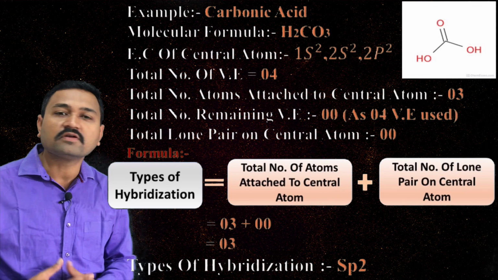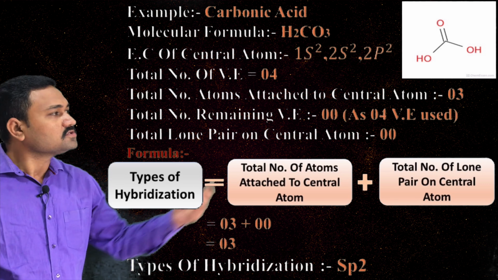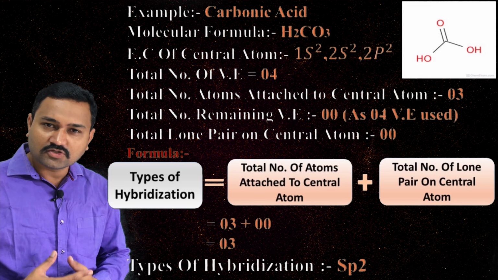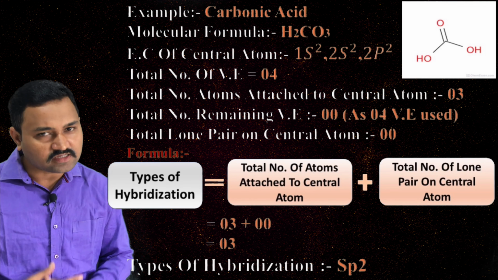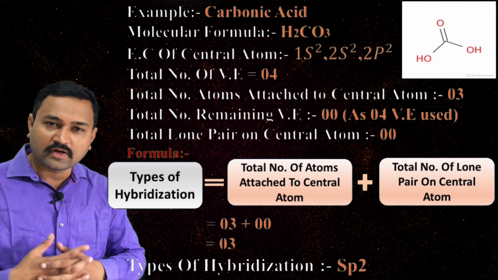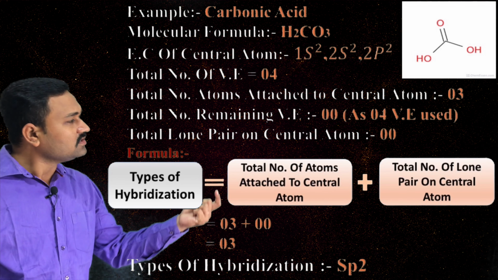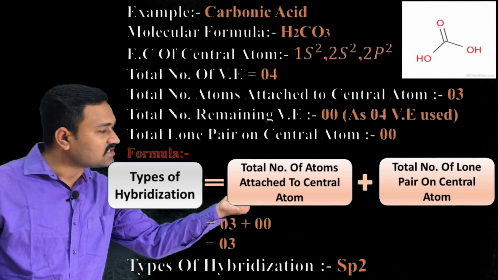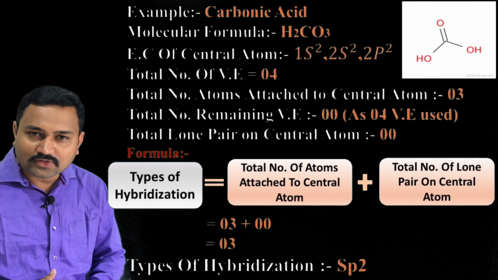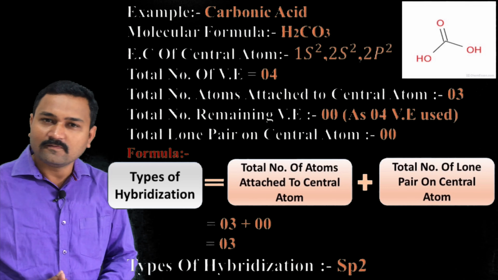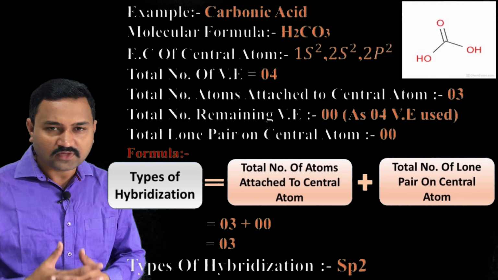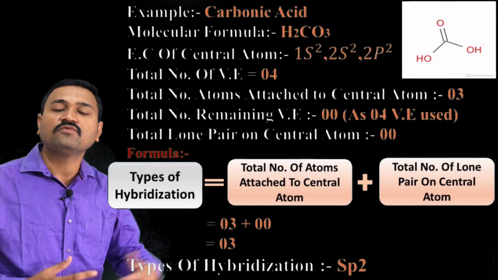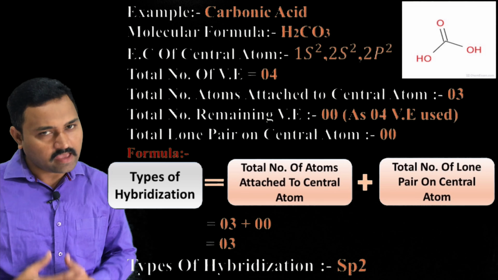Now the formula for deciding the type of hybridization. So here you know that we use a simple formula in which we find out the total number of atoms attached to the central atom plus the total number of lone pairs of electrons on the central atom. So in this example, the total number of atoms attached to the central atom is 3, while the total number of lone pairs of electrons is equal to 0. Therefore, this number comes to be 3. If the number is equal to 3, then the type of hybridization for carbonic acid is sp2 hybridization.